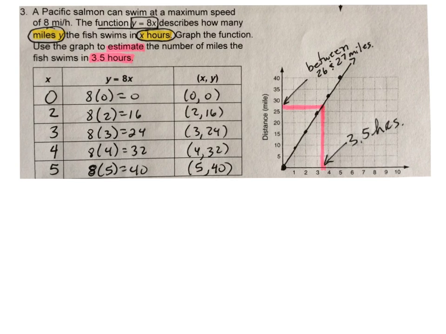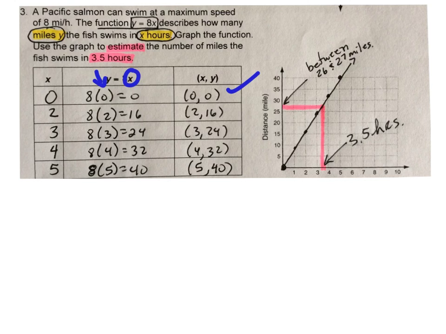In this particular problem, we're talking about a salmon swimming. So I just kind of started at 0, and I went from 0, 2, 3, 4, and 5. Notice I skipped the number 1. But when I plug them into this equation for x, 8 times 0 is 0, so therefore I get 0, 0. And so on and so forth.